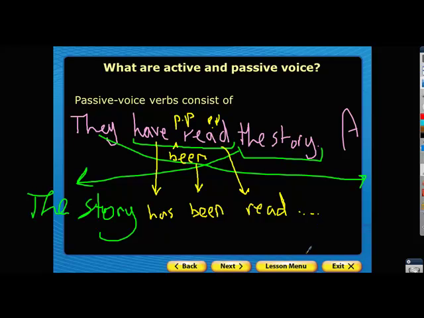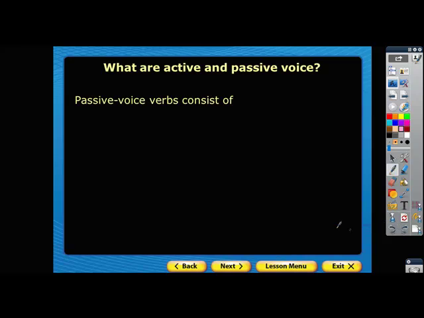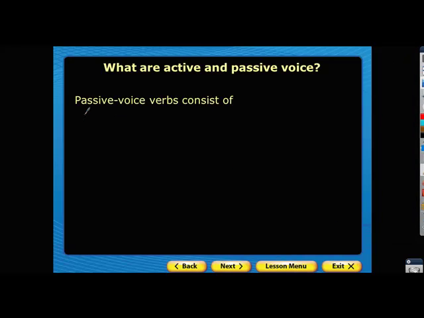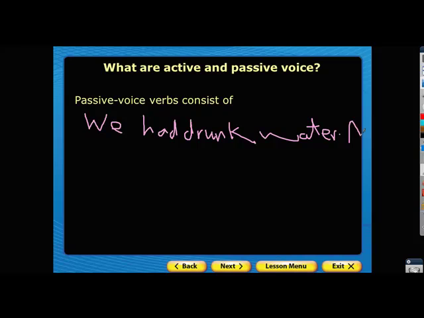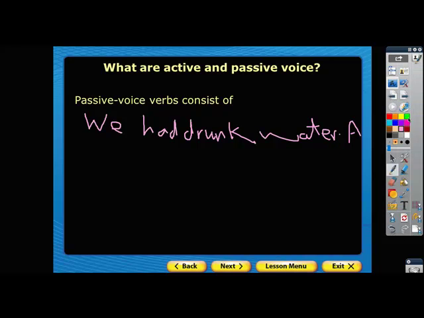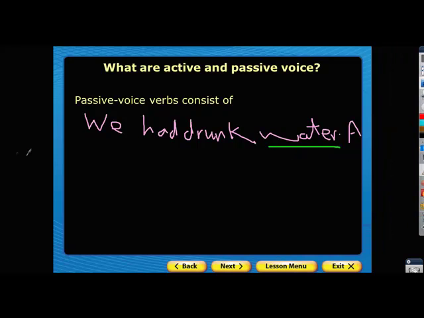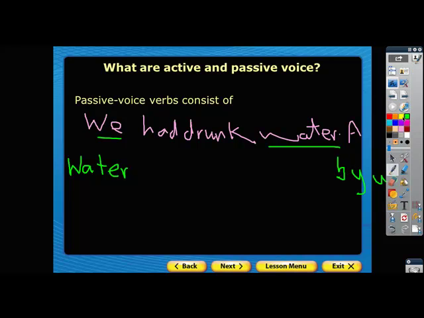Do you need extra examples? Okay. For example, we had drunk water. Again, this is active in the past perfect form. Now let's change to the passive. Start with the receiver of the action, here water. We, by us. Now let's focus on the verb itself.